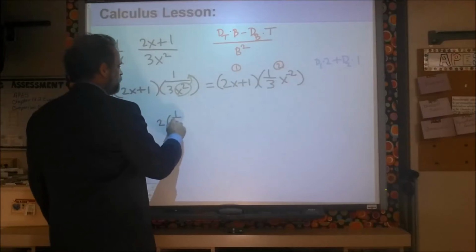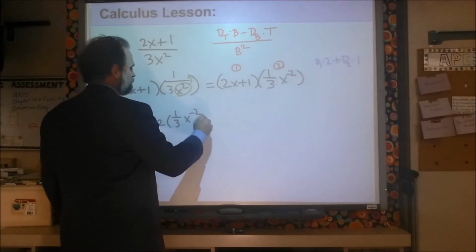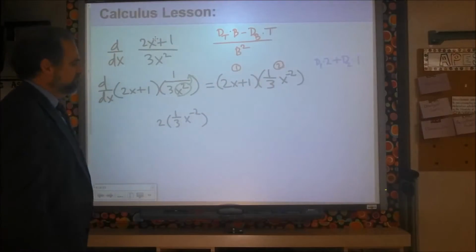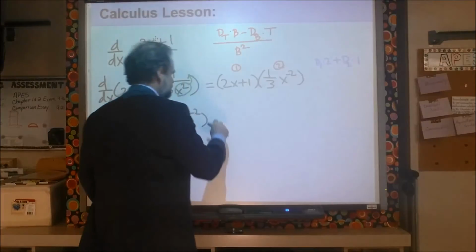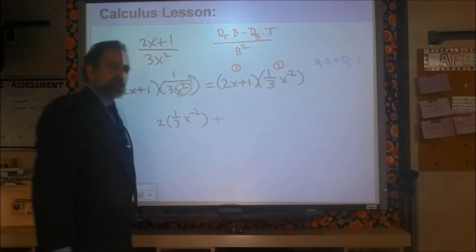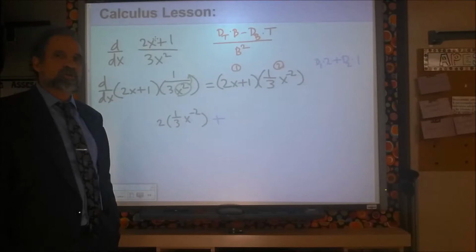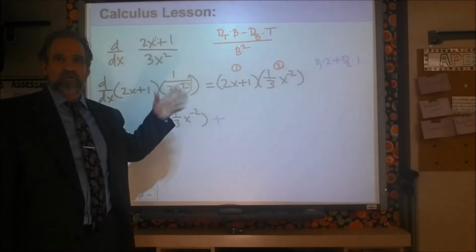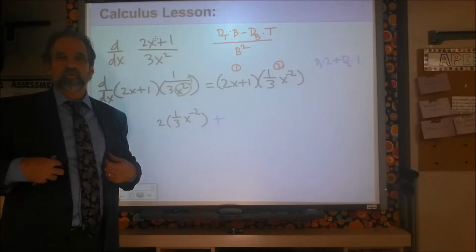The second is 1/3 x to the negative 2. It is what it is. Then plus, because that's the algorithm. In this case, the algorithm takes the place of the difference quotient, which is a nightmare when you start trying to do these complicated problems. That's why these rules are so cool.